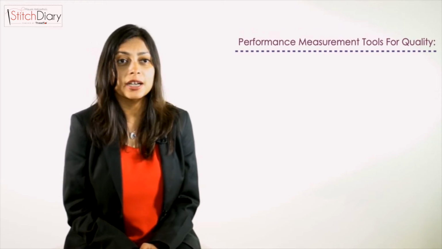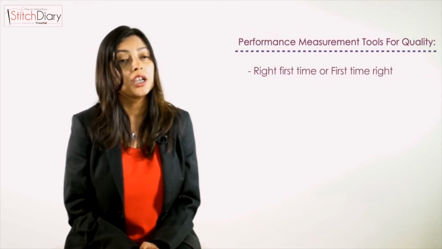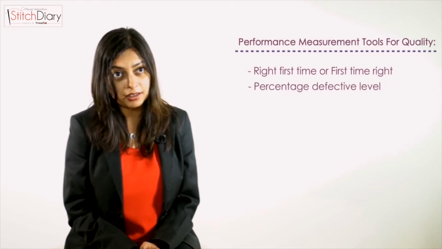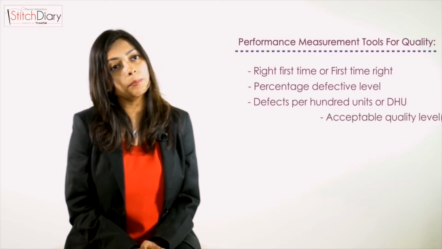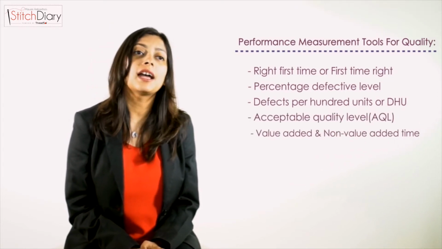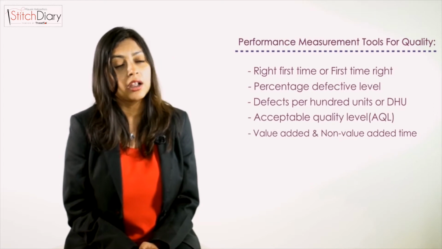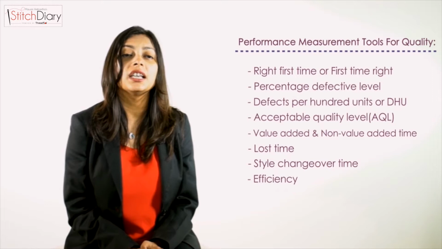The quality measures that we'll be discussing are right first time or first time right, percentage defective level, defects per 100 units or DHU, acceptable quality level or AQL, value added and non-value added time, lost time, style changeover time, efficiency and productivity.